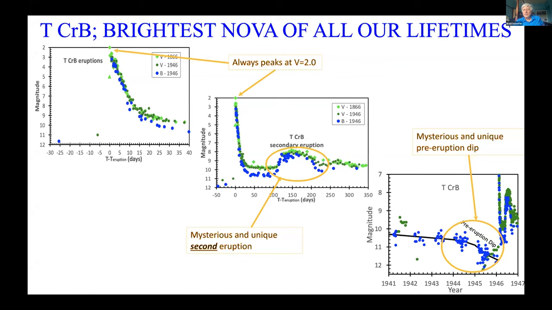And so also in the B band, you see the same pre-eruption dip going on. With this pre-eruption dip, you clearly see that it's a precursor to the actual nova eruption itself. So you have a bit of a hint that the eruption is upcoming when you see a pre-eruption dip. Now this light curve over here shows only 6 years. Let's expand this out now.